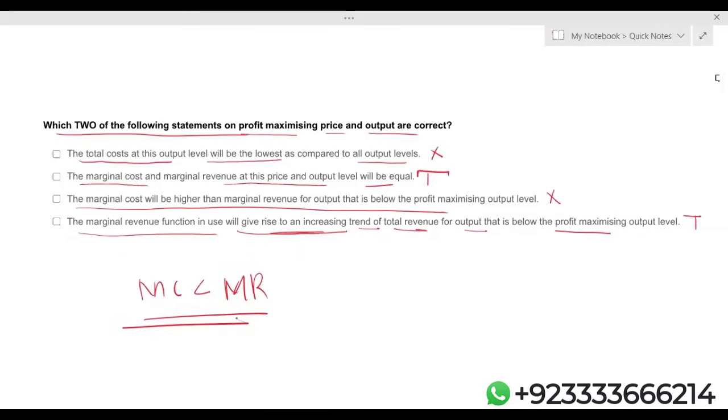So basically, when your marginal cost is lower than marginal revenue, it encourages you to increase your production level. So you slowly and gradually reach a point where whatever additional revenue you are generating from one unit will not result in any profit, because that will be the point where MR will be equal to MC.